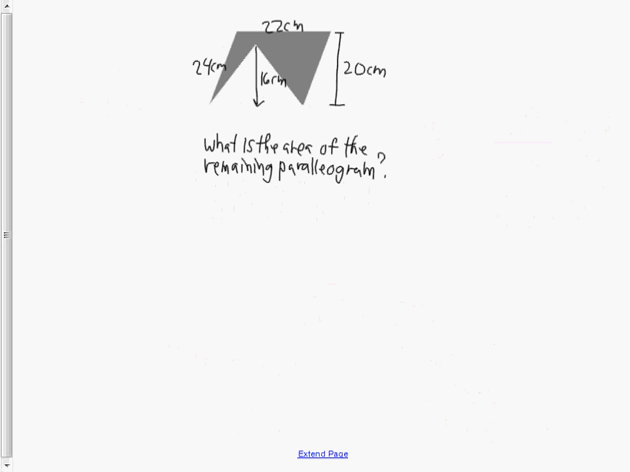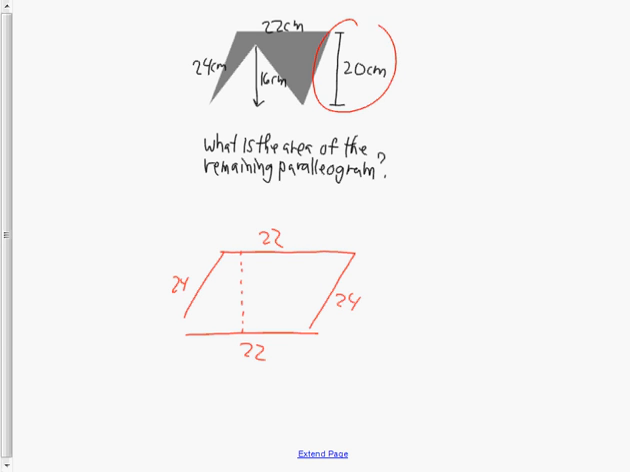Your next question is a parallelogram, and there's a triangle cut out of it. So the parallelogram, if I was just to redraw it over here, since this is 22, this had to be 22. Since this is 24, this had to be 24, even though it doesn't look right. And the height, according to this right here, was 20. So the formula for the area of a parallelogram is simply base times height. The base was 22, the height was 20, and therefore the area was 440 centimeters squared. That's the area of the parallelogram.